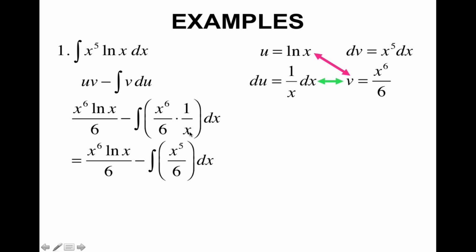And so the x on the bottom and one of the x's on top simplify. And x to the 5th over 6, that's just a power function with a multiple constant of 1 over 6. So yes, this is something that I can integrate fairly easy. So when I integrate, I add 1 to the exponent, which gives me 6, divide by the new exponent, which is 6. So that 6 joins this bottom 6, which gives me the 36. Then you add your plus c.